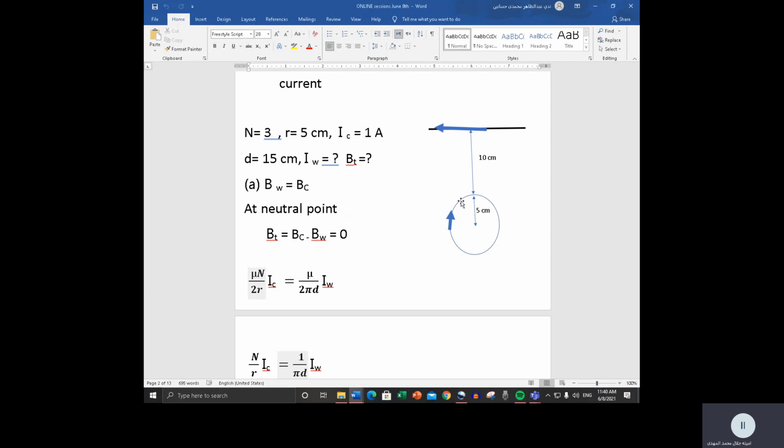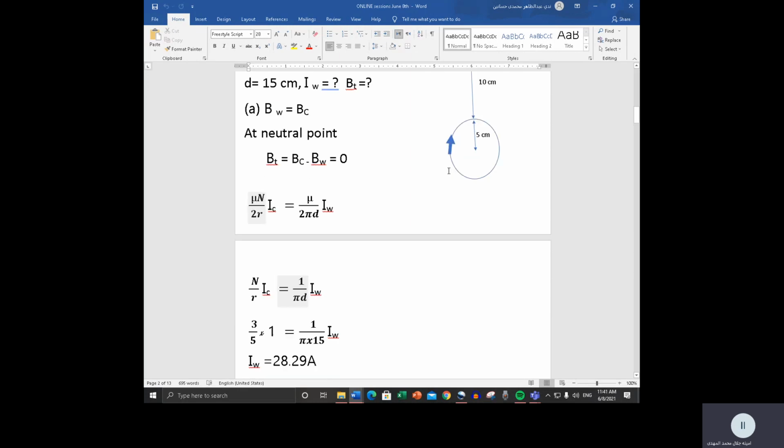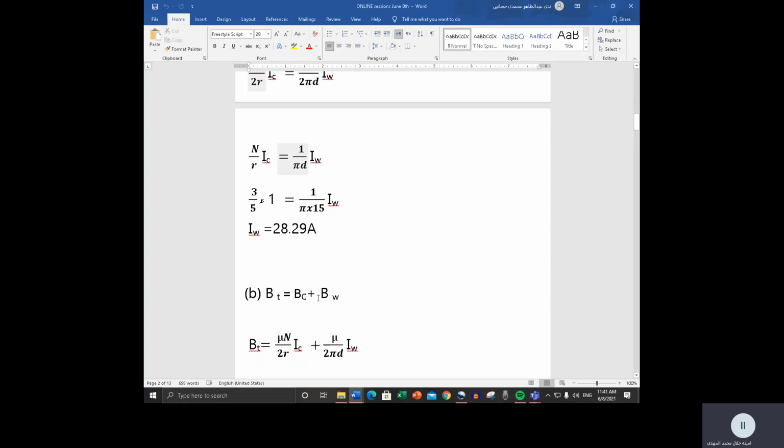Let me repeat this point again. When the current reverses its direction in the circular loop, instead of going clockwise, it will go counterclockwise. When it goes counterclockwise, here you see it will go this way, and here it will go that way. So the two directions are the same. Once the direction of the current is reversed in the coil, all I have to do is change: the total magnetic flux density will be BC plus BW. Why plus? Because the two currents are in the same direction. In that case, the total magnetic flux density resulting from the wire and from the coil at the center of the circle equals BC plus BW.